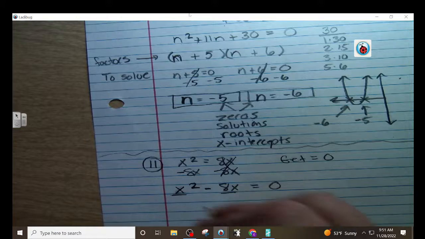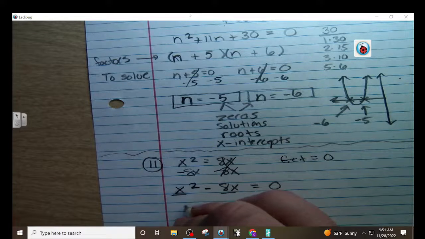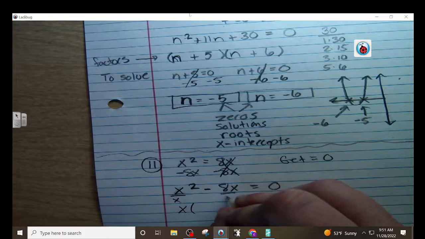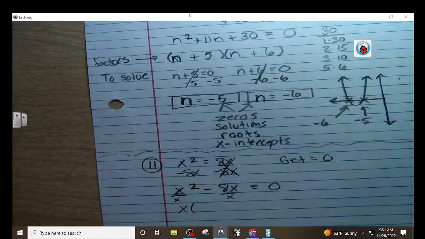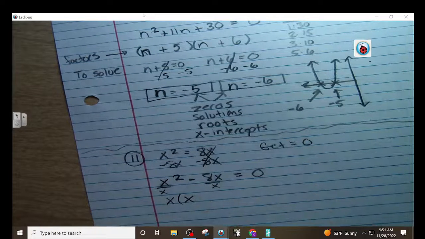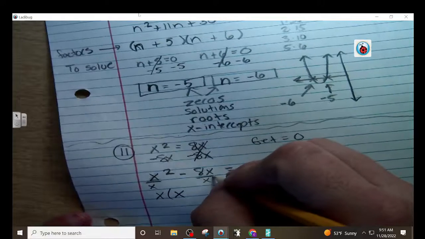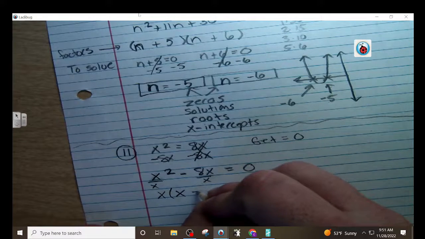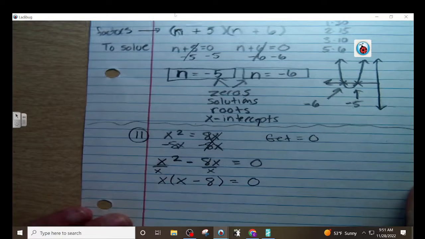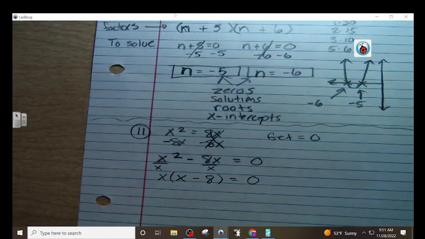Now, if I'm going to take an x out. All right, now, if I divide x squared by x, that gives me x. And if I divide 8x by x, that gives me 8. So I just factored an x out of it because I had an x in both terms.